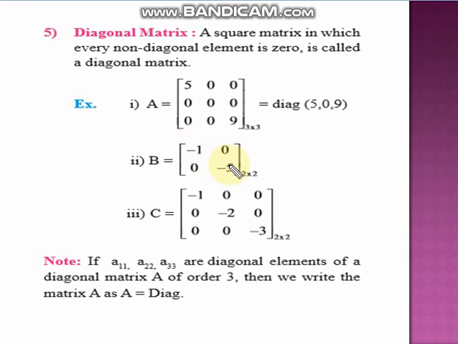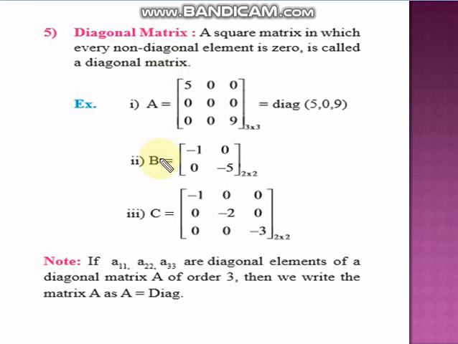So -1, -5 are the diagonal elements. In the next example, this is the diagonal. So diagonal elements are -1, -2, -3. But a diagonal matrix tells us about only the non-diagonal elements. If the non-diagonal elements of a square matrix are 0, then that matrix is known as a diagonal matrix.